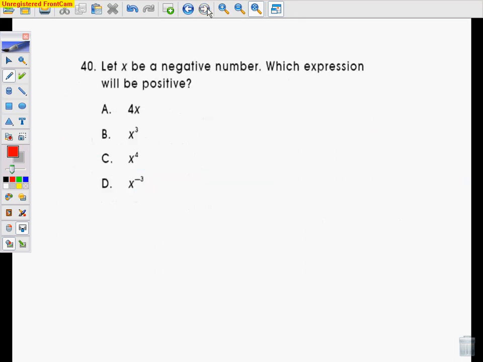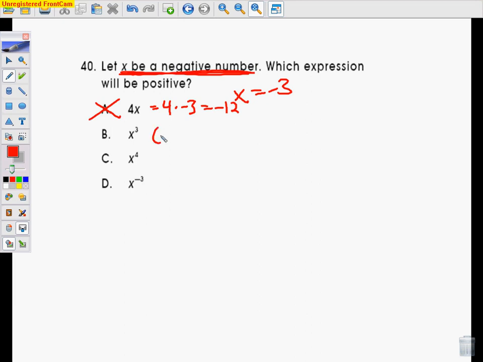All right, last one. Let x be a negative number. Which expression will be positive? Honestly, easiest thing to do in this problem is pick some random negative number. If we're going to let x be a negative number, pick one. Which expression will be positive? Well, let's say we let x equal negative 3, just for any purpose. So if x is negative 3, then 4 times x, 4 times negative 3, that would be negative 12. That's not positive.